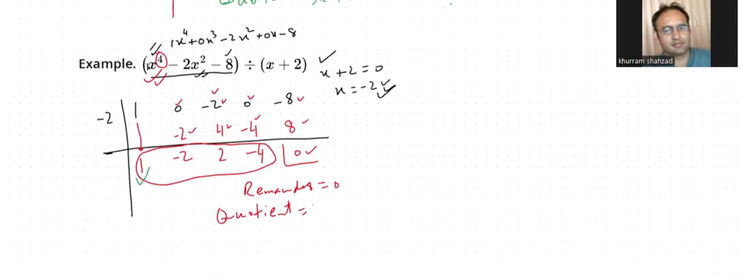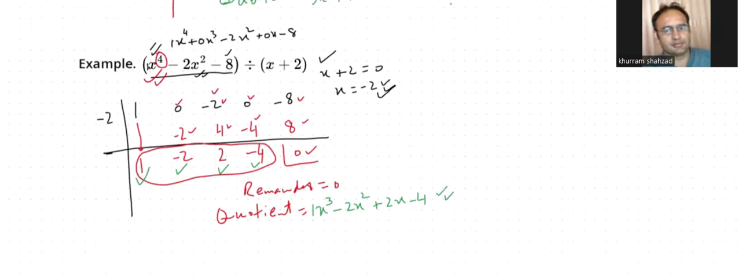You can write only x cube as well. And next we will write this negative 2, which is the coefficient of x square. And next this 2, which is the coefficient of x. And the last term is the constant term, which is negative 4. So this is the quotient when this polynomial x raised to power 4 minus 2x squared minus 8 is divided by x plus 2.